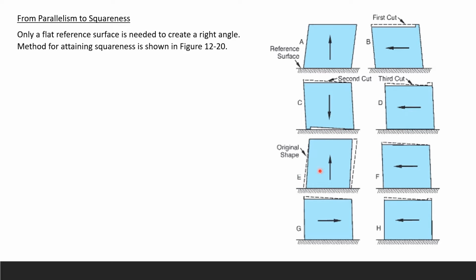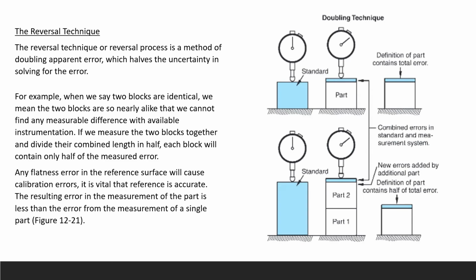Okay, and the little dotted line is your original shape, and these are our cut block. And then we grind again. The more we grind, this parallel block eventually becomes a square. Okay, that's how we change the parallelism to squareness.